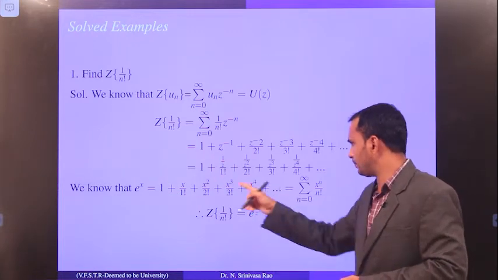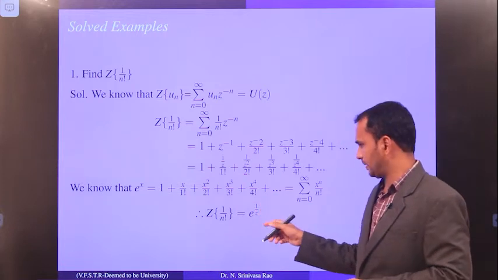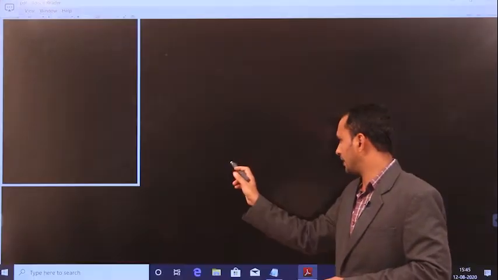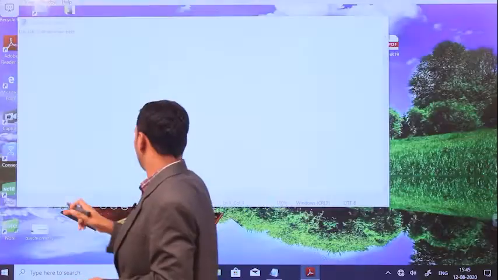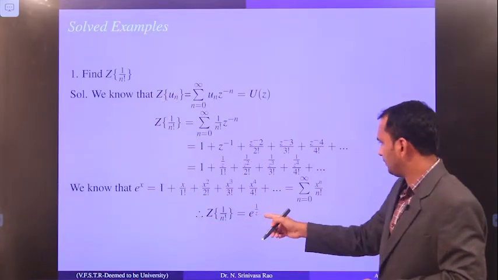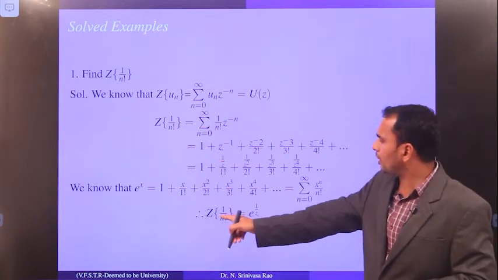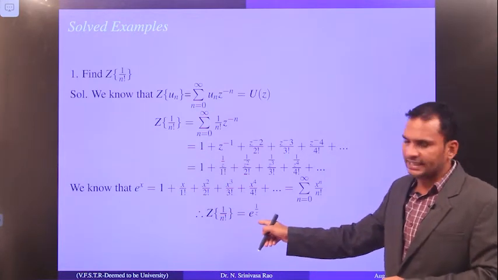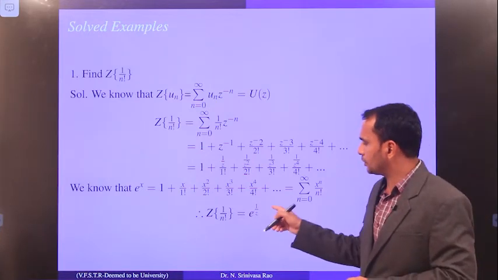So therefore this is the e power x expansion. So this is the e power 1 by z expansion. Why? Because in the place of x we have, so it is x square. So what you have to do is, in the place of x, substitute 1 by z. Therefore the z transform of 1 by n factorial is e power 1 by z. So this way you have to simplify.